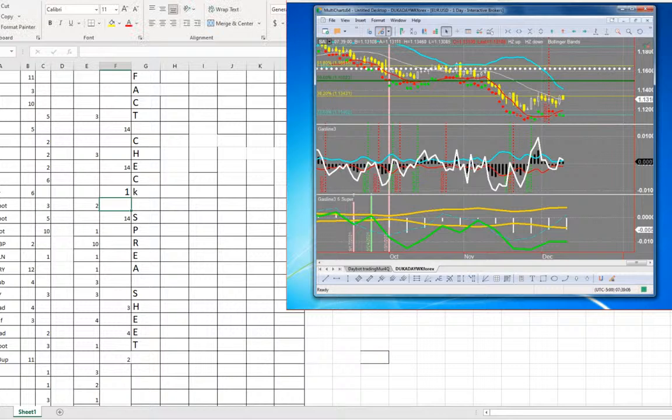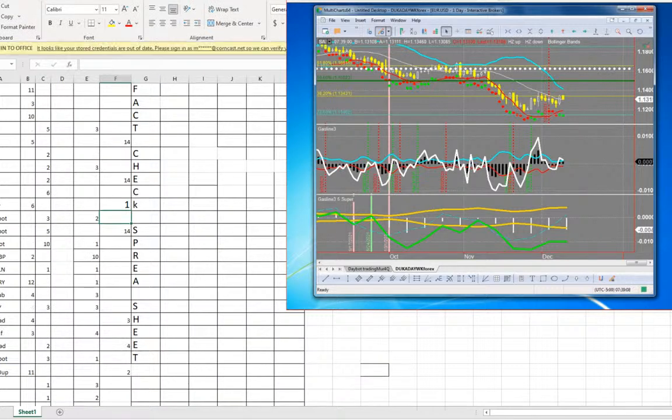There you go. Since what, the end of September? Yeah. So at the end of September, we went into that weekly sell in the euro, and it doesn't seem to want to stop.